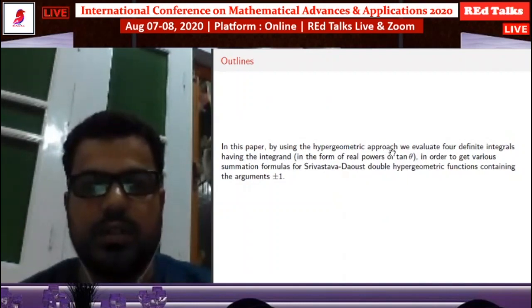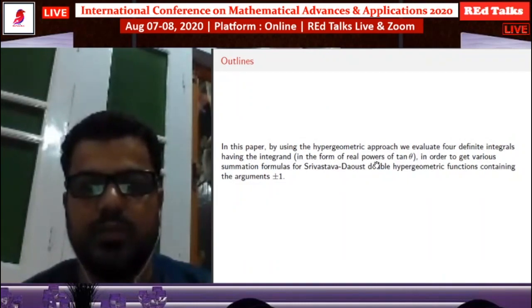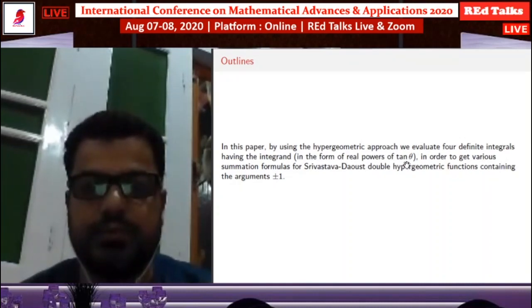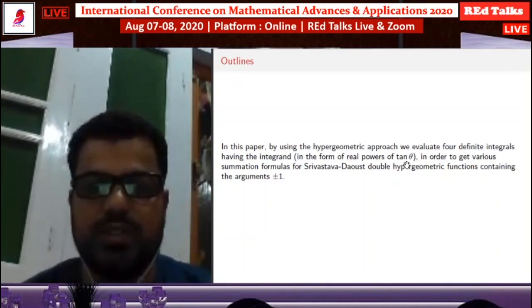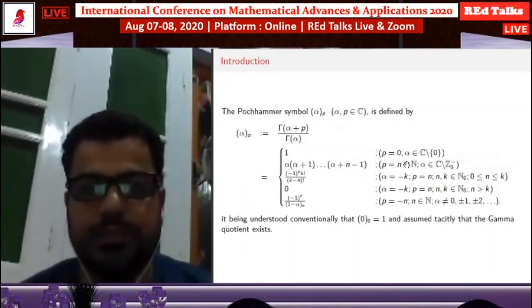Here are some outlines. In this paper, by using the hypergeometric approach, we evaluate four definite trigonometric integrals in the form of real powers of tan theta. The main aim of this paper is to get various summation formulas for Srivastava's double hypergeometric functions, which contain two arguments as plus minus 1.